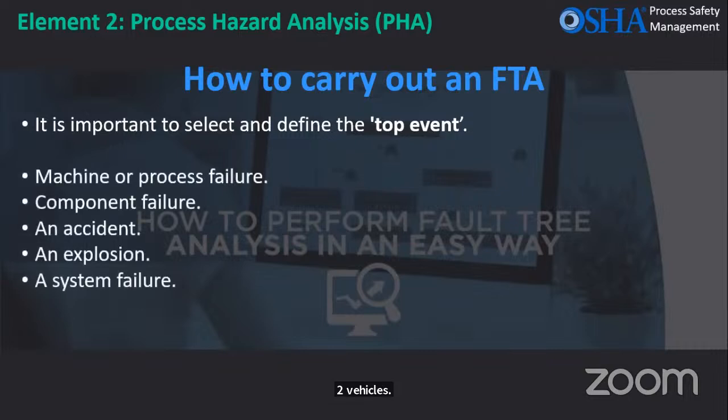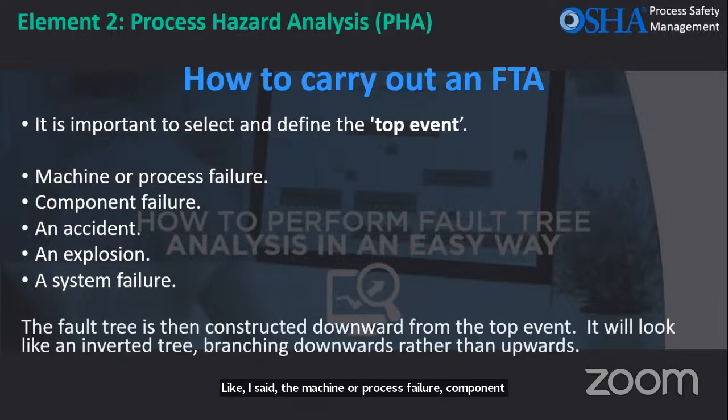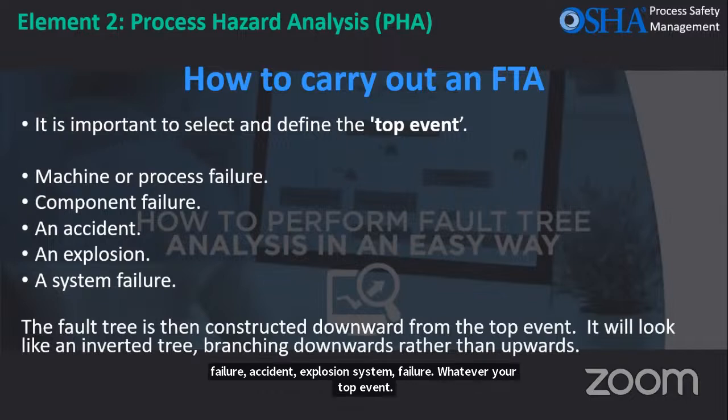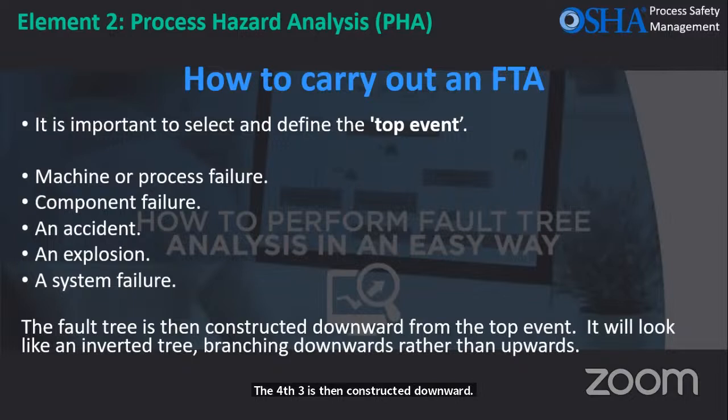Then, like I said, it's a machine or process failure, component failure, accident, explosion, system failure, whatever your top event. The fault tree is then constructed downward. You put the top event at the top of your graphic, and downward of the top event the fault tree starts to be constructed. It will look like an inverted tree, branching downward rather than upward.